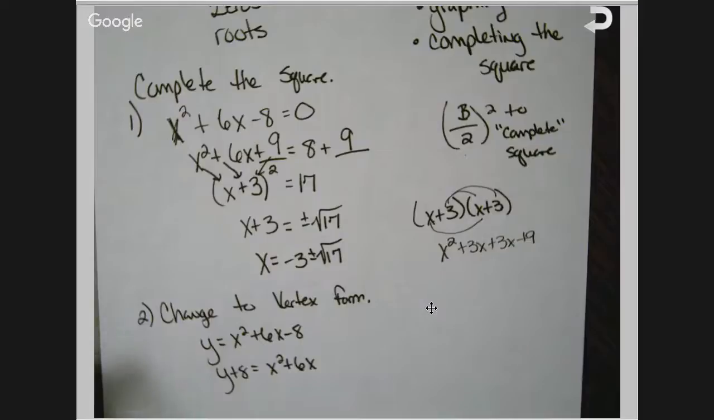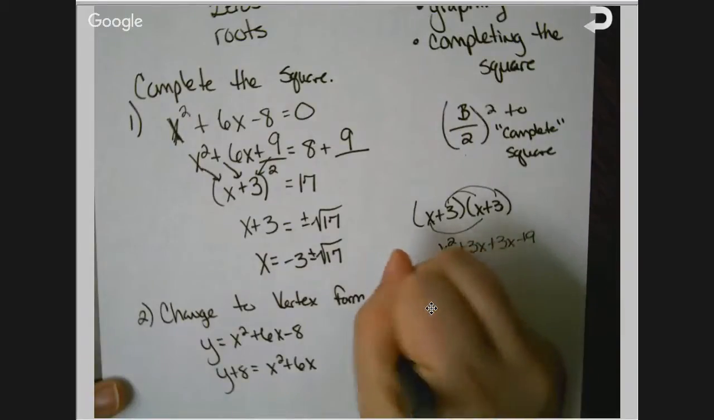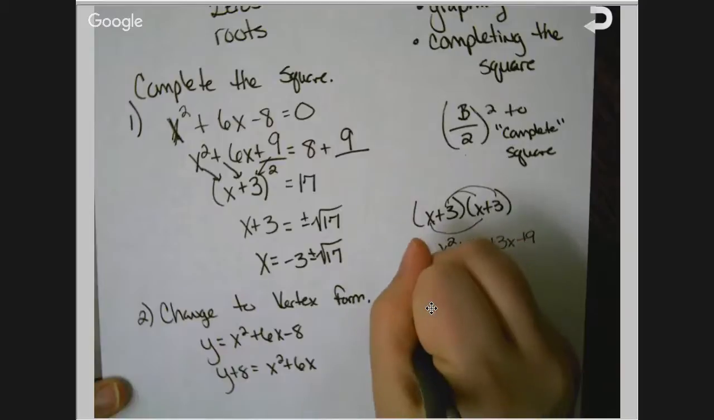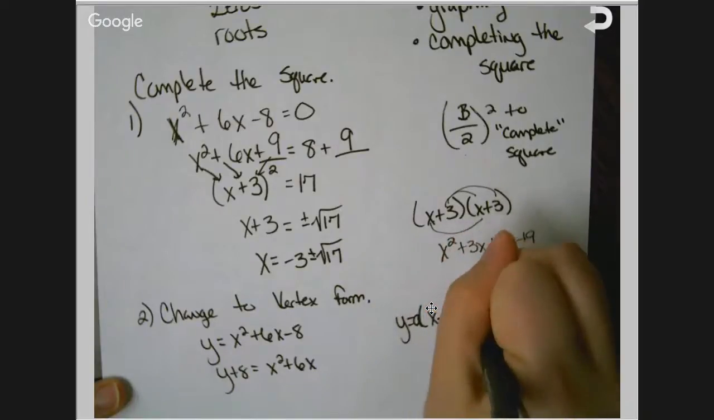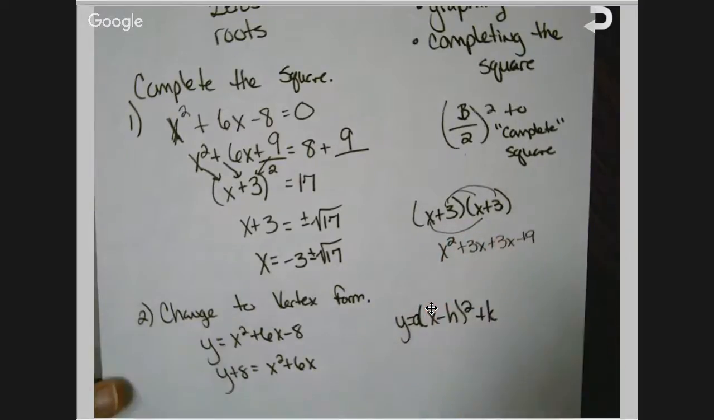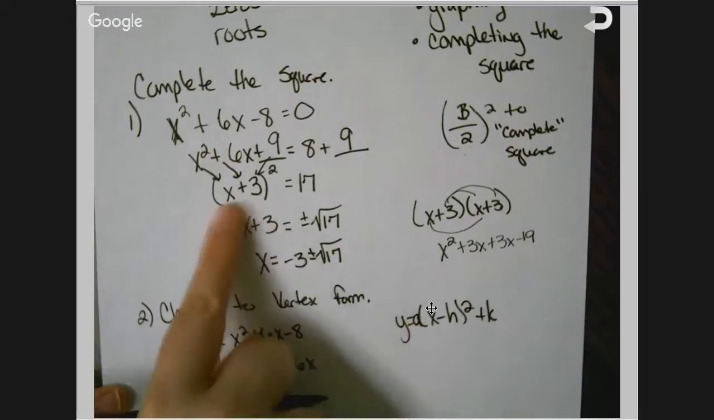Nothing different. Can you write the formula for the vertex form off to the side? Okay. So y equals a times x minus h squared plus k. Oh, okay, that's simple. Okay, which if you look up here, you can see that.